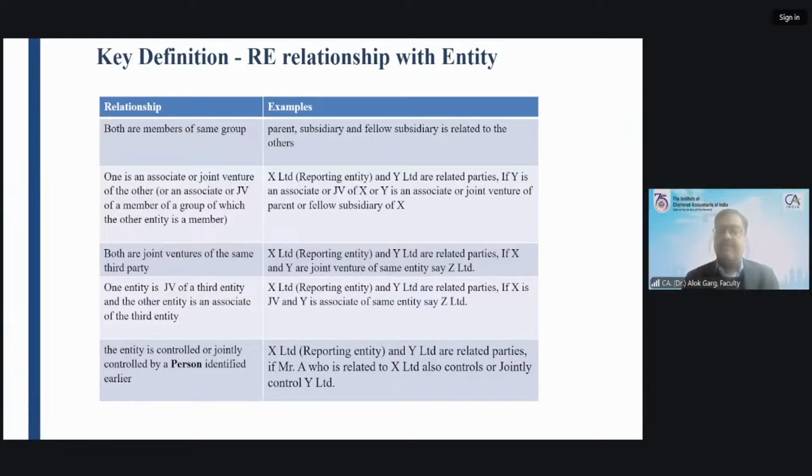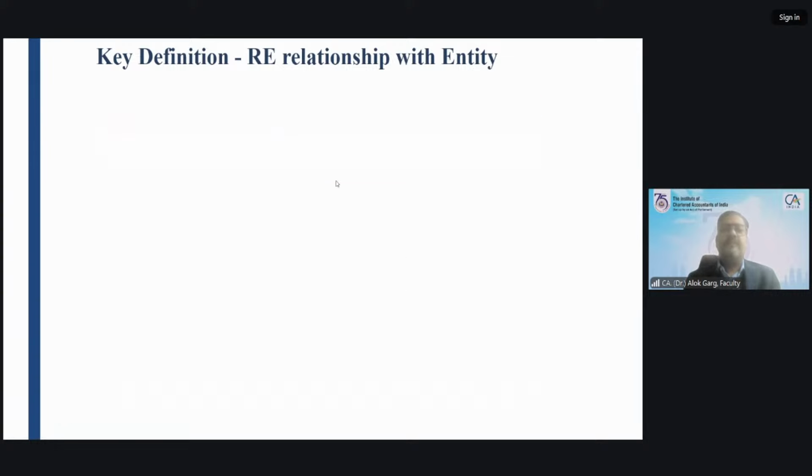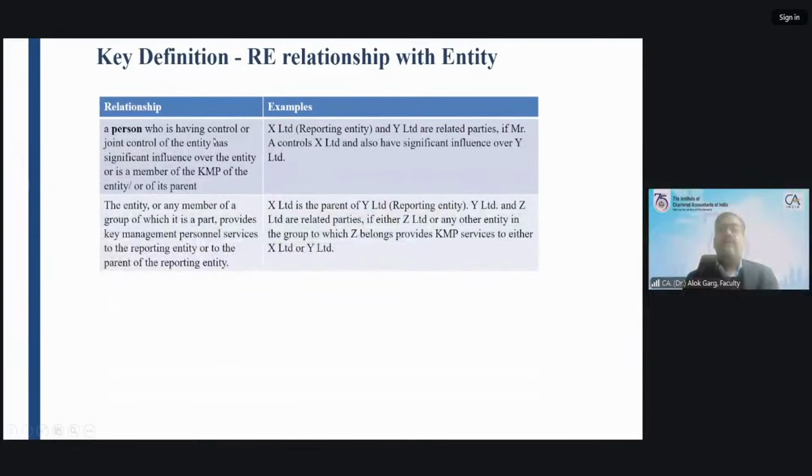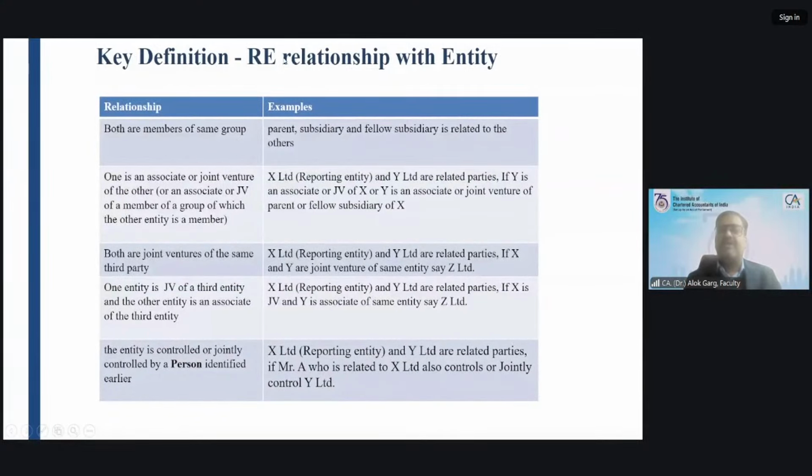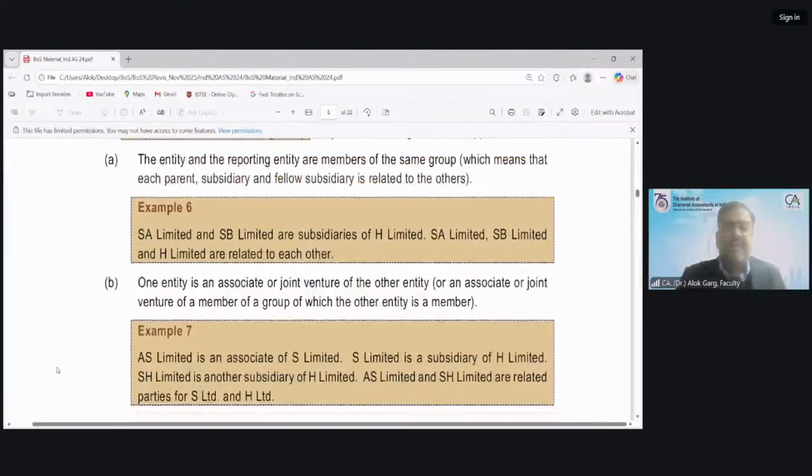Simple, clear? Yes, sir. Clear, sir. You want me to write this on the Excel file also? No, sir. This example is very clear. Next. A person who is having a control or joint control of the entity. So before that, let me take some questions from the ICAI study material as well.